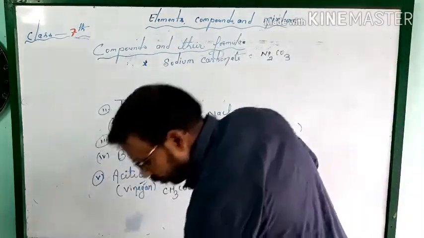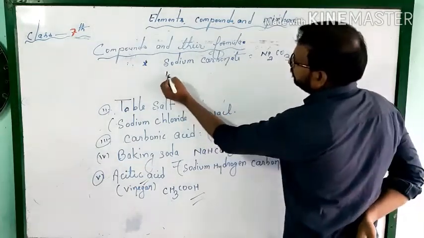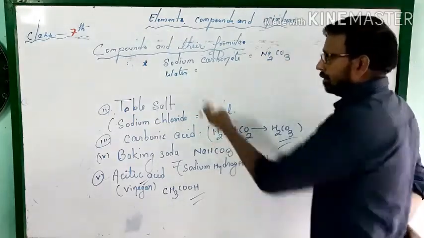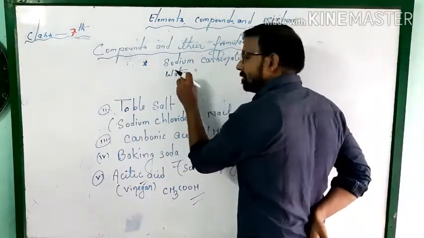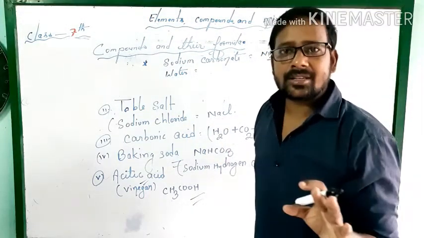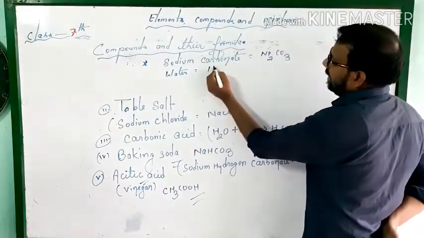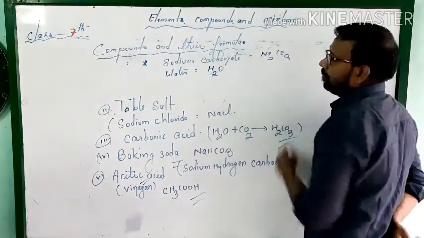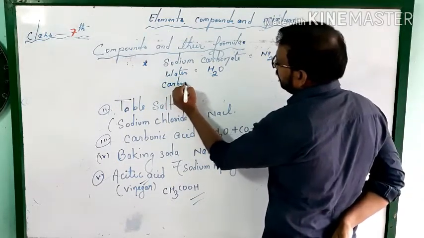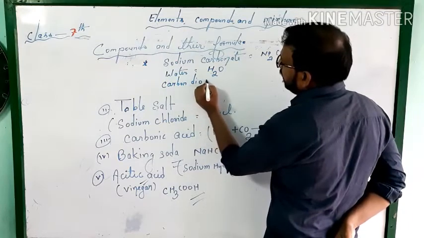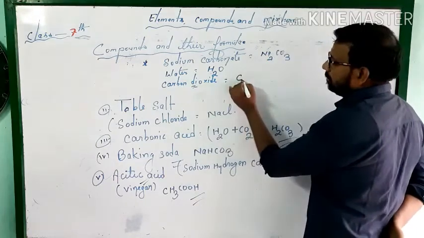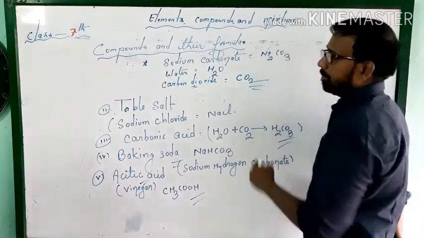One more thing, gas. A few gases are given in your books, like water. Water has 3 states, we know: solid, liquid and gas, and the formulas are the same. So what is the formula of water? It is H2O. Formula of carbon dioxide. Di means 2. What is the formula of carbon dioxide? That is the formula of carbon dioxide, CO2.